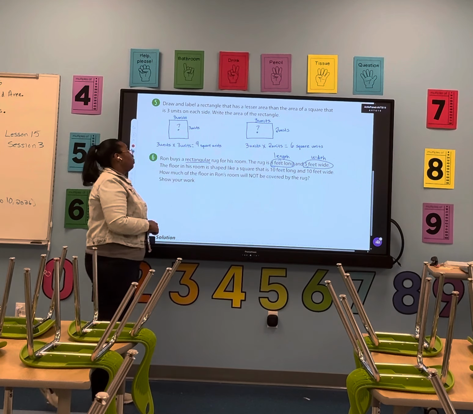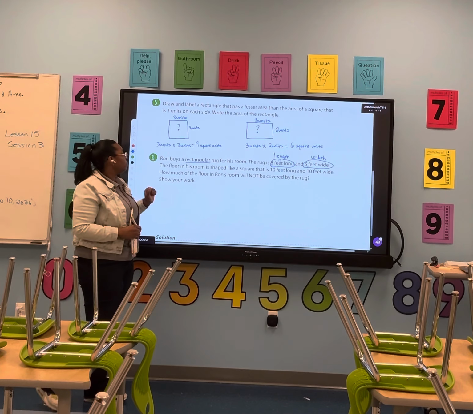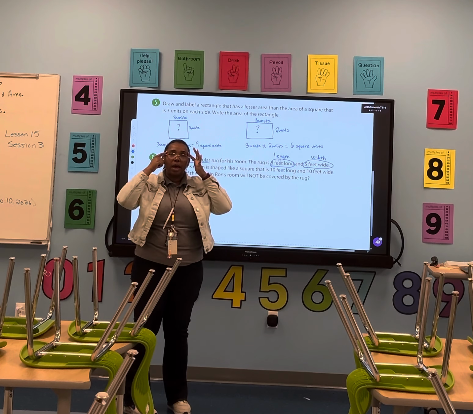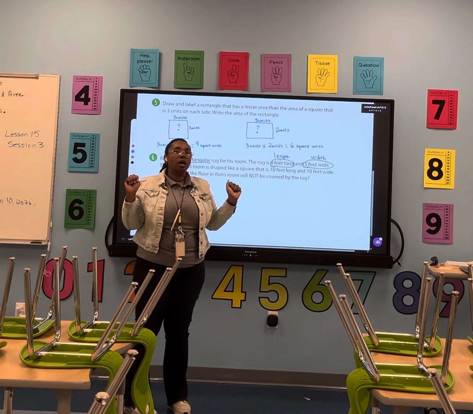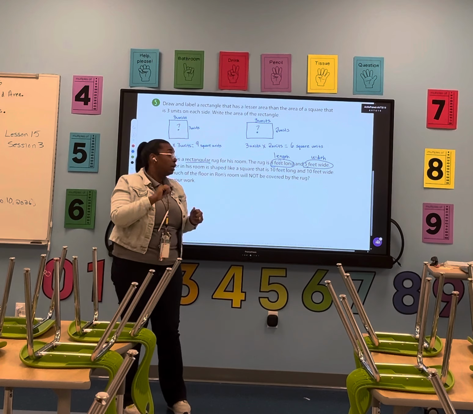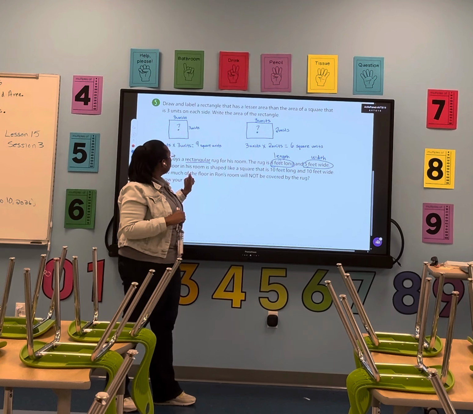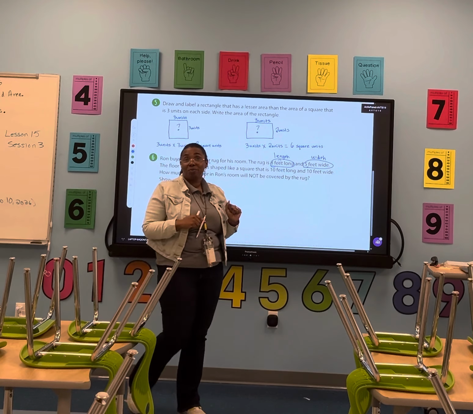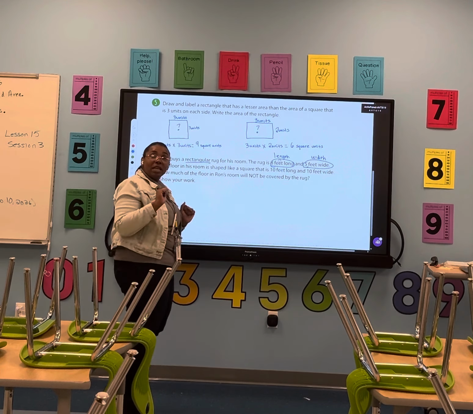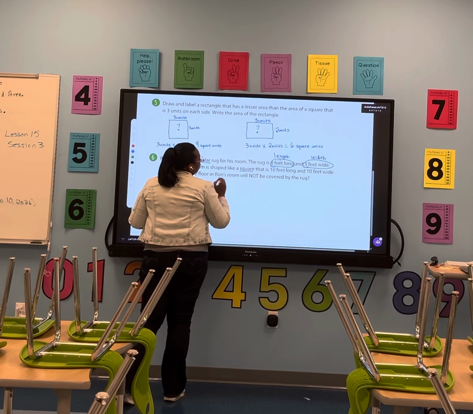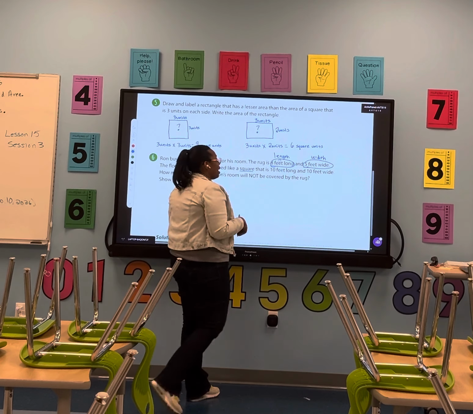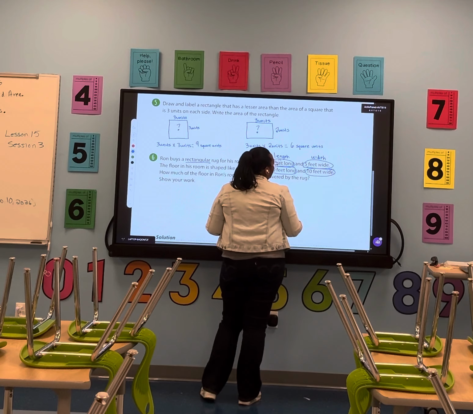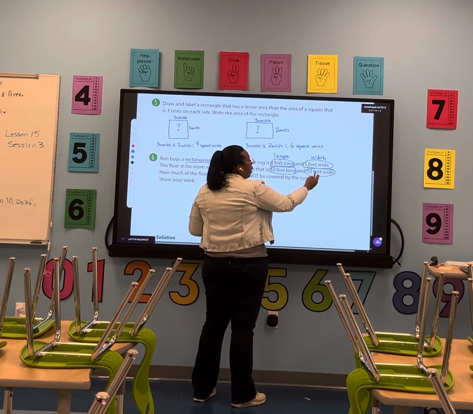Okay, so let's keep reading. The floor in his room is shaped like a square. When I see square, first thing that pops in my head, squares are special and they get 1 number because all the sides are the same. Let's keep reading. The floor in his room is shaped like a square that is 10 feet long and 10 feet wide. Oh, did you see what they did? Well, let's look at what they did. First of all, I'm going to underline that keyword square. But this time they gave us 2 numbers, 10 feet long, 10 feet wide. Again, long means length, wide means width.